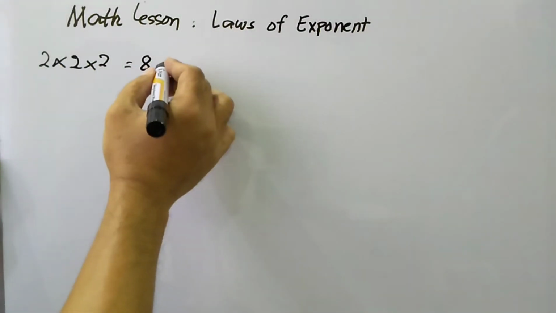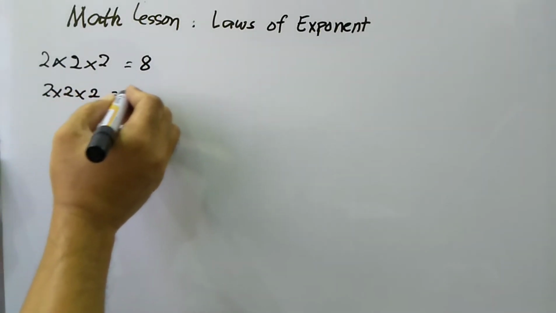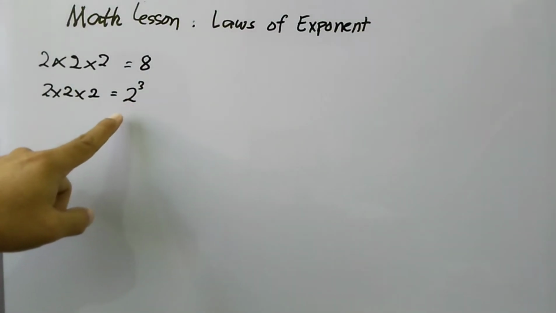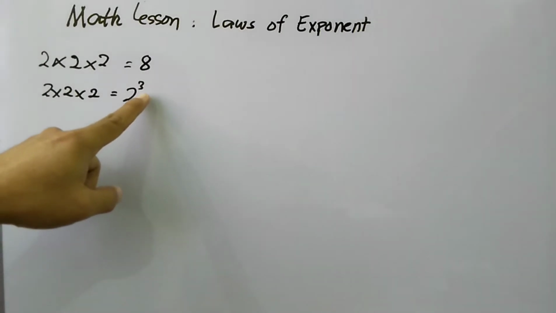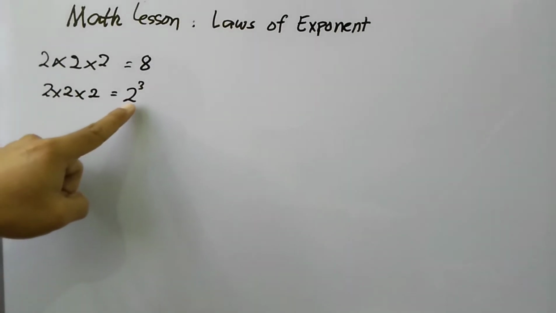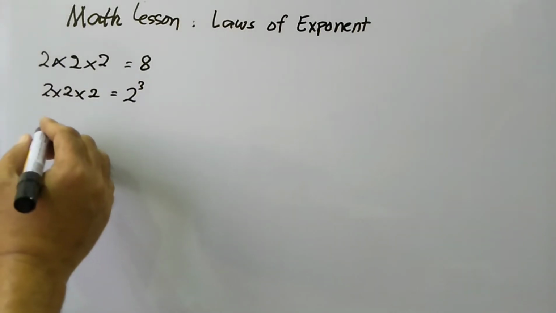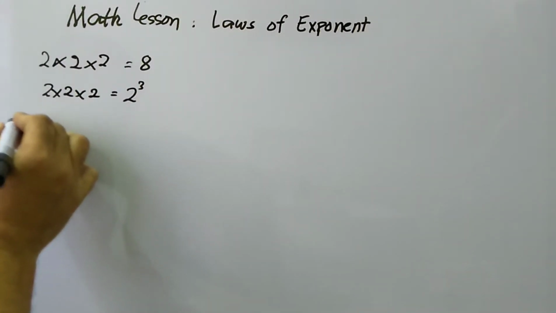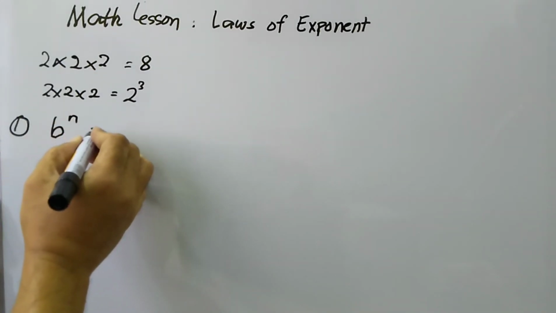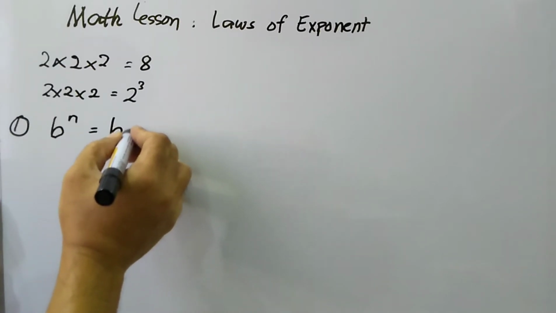But we can also write this in the form of exponent. We have 2 raised to 3. Since we multiply 2 three times by itself, we write it 2 raised to 3 or 2 cubed. So our first law of exponent is: if we have a number b raised to n, we say that we multiply b by itself n times.